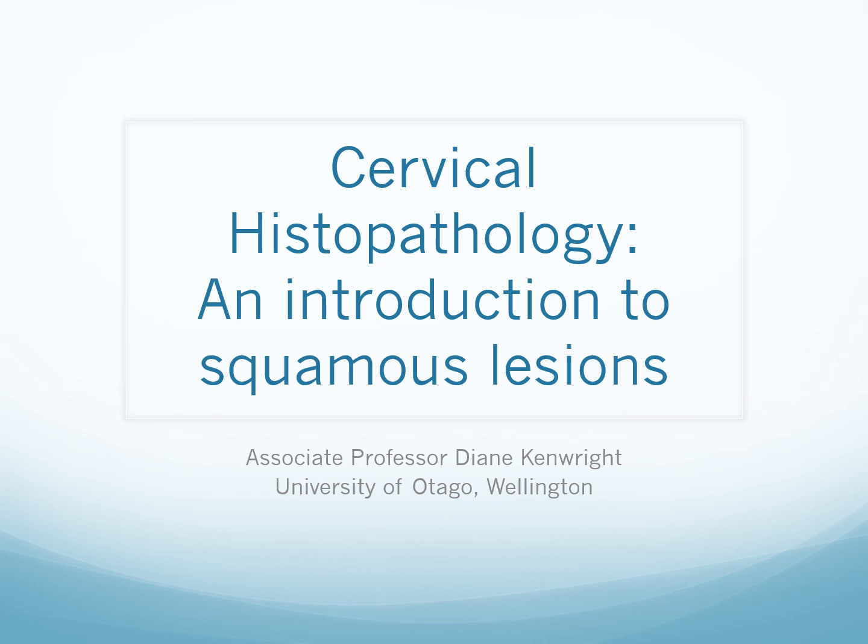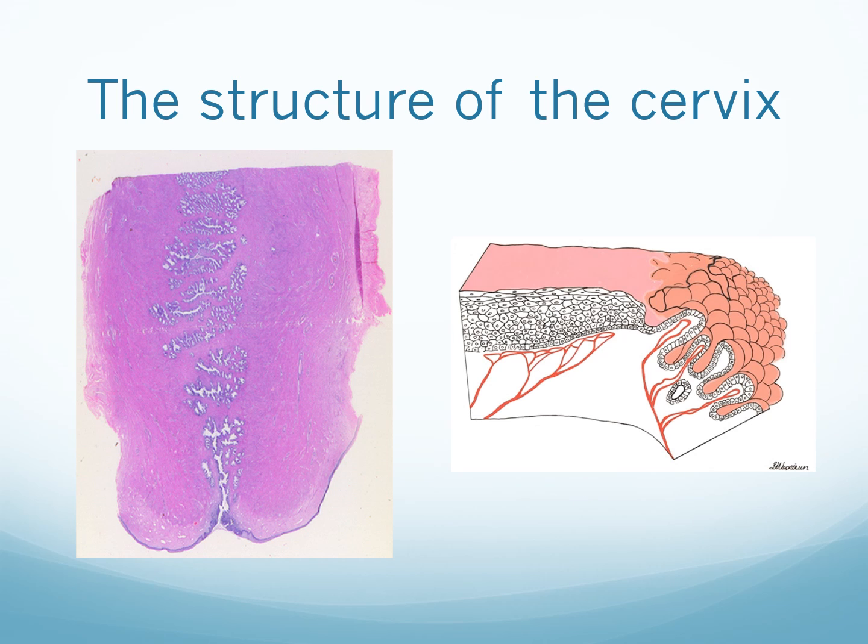I'm going to explain to you some cervical histopathology, which is important in understanding cervical cytology. The cervix has an ectocervix and an endocervix, and between those there is the transformation zone. The ectocervix is covered by squamous epithelium, and the endocervix is covered by glandular epithelium folded into crypts.